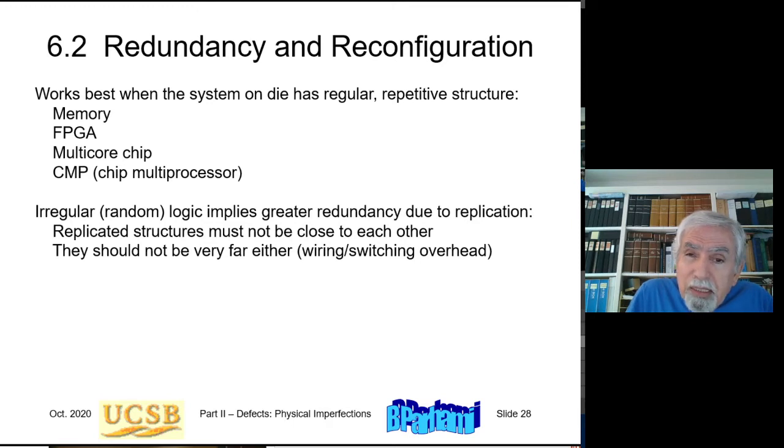Now, using redundancy and reconfiguration on a chip works best when the system has a regular structure. And examples of such systems are memory, FPGA, multi-core chip, or chip multiprocessor. This is sort of like a multi-core chip, except that the cores on the chip work together as a multiprocessor rather than just as individual cores.